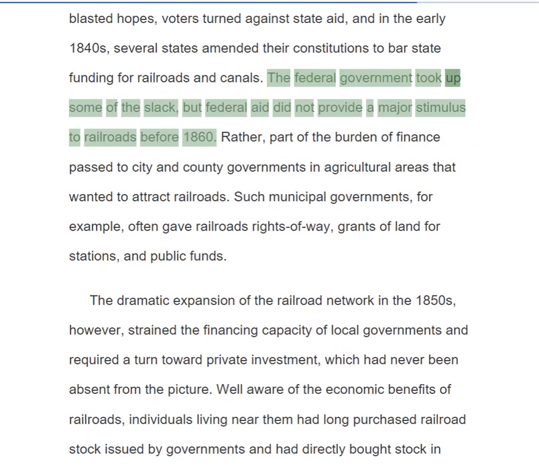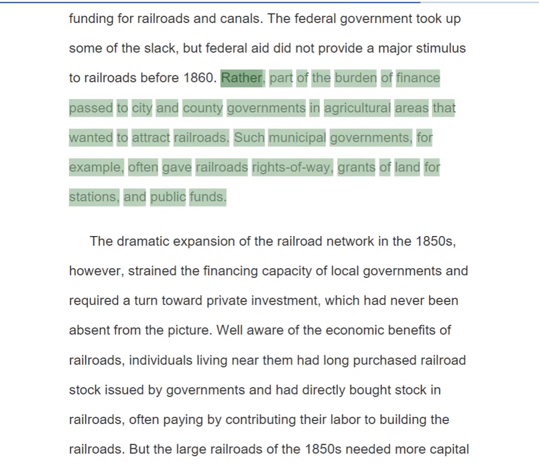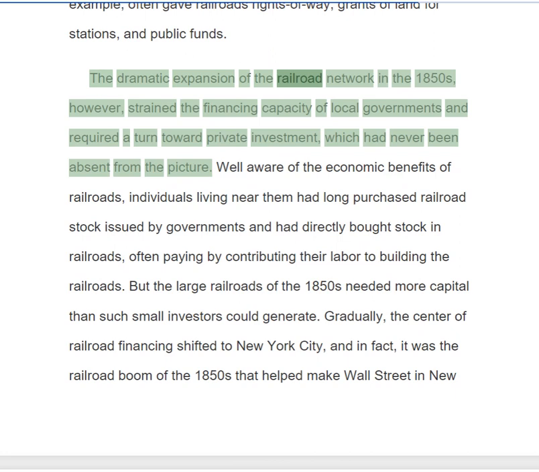The federal government took up some of the slack, but federal aid did not provide a major stimulus to railroads before 1860. Rather, part of the burden of finance passed to city and county governments in agricultural areas that wanted to attract railroads. Such municipal governments, for example, often gave railroads rights-of-way, grants of land for stations, and public funds. The dramatic expansion of the railroad network in the 1850s, however, strained the financing capacity of local governments and required a turn toward private investment, which had never been absent from the picture.